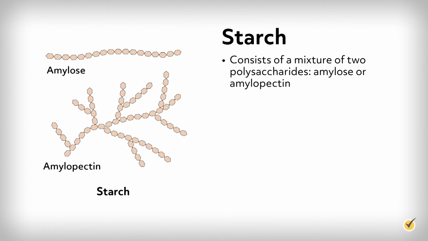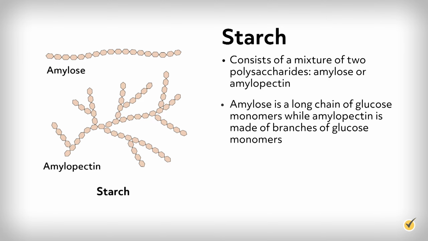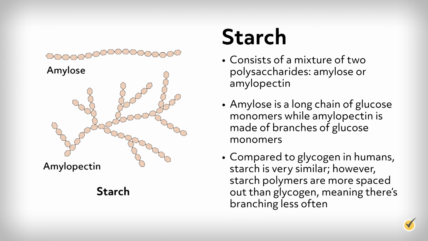Plants, on the other hand, store their glucose in the form of starch. Starch consists of a mixture of 2 polysaccharides, amylose and amylopectin. Amylose is a long chain of glucose monomers, while amylopectin is made of branches of glucose monomers. Compared to glycogen in humans, starch is very similar. However, starch polymers are more spaced out than glycogen, meaning there's branching less often.